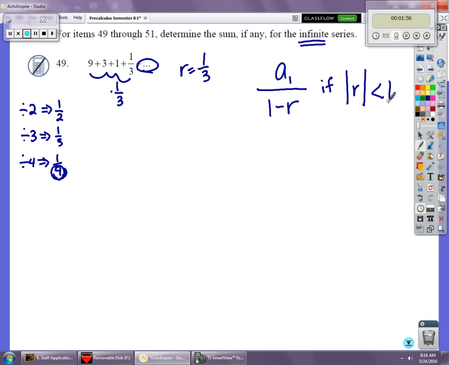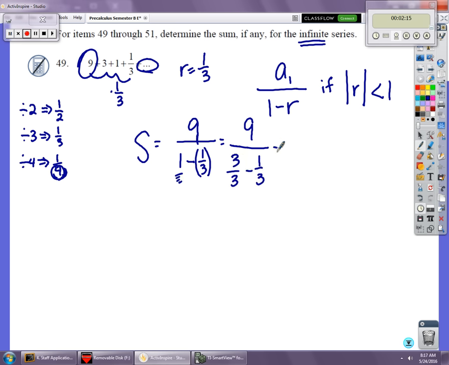Okay, so in this problem, I see that the first term is 9, and 1 minus 1/3, right? That's my rate. So this will give me my sum. Okay, so let's go ahead and clean this up. What I think I'm going to do is change this 1 here to 3/3. It just makes it a lot easier for me to subtract. And this is where a lot of students get stuck. 9 divided by 2/3, especially without a calculator. As you can see, this is a non-calculator question.